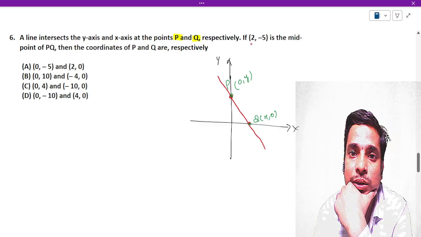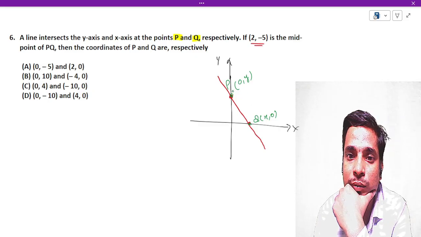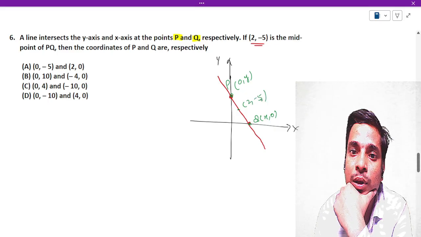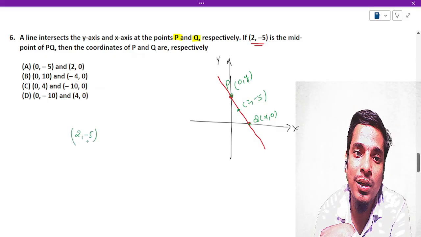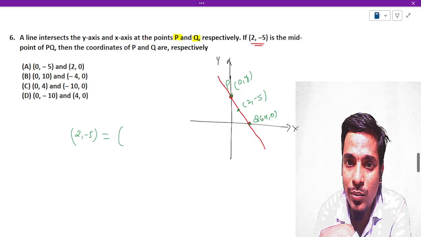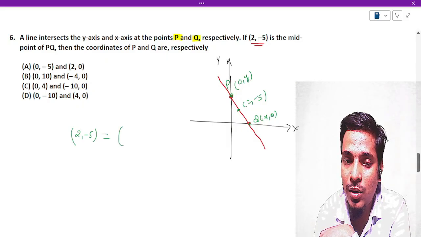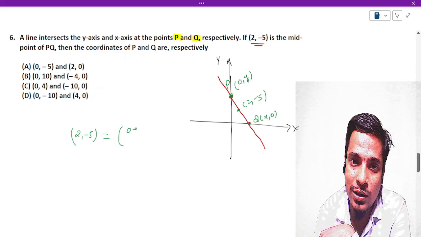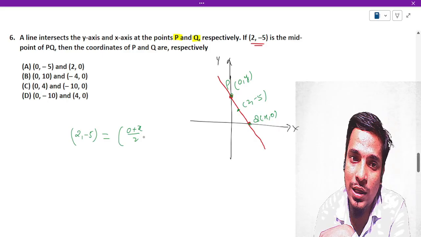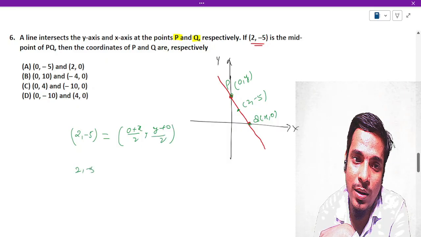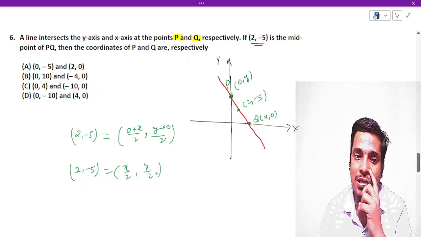Now in the question they have given that this point is the midpoint of these two points P and Q. So somewhere this is the point 2 comma minus 5. Now as this is the midpoint, with the midpoint formula we can write 2 comma minus 5 is equal to the sum of the x components divided by 2, the sum of the y components divided by 2. Hence 0 plus x by 2, and y plus 0 by 2. So we get 2 comma minus 5 is equal to x by 2 comma y by 2. So we just have to solve for x and y.